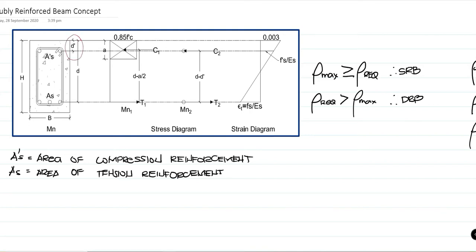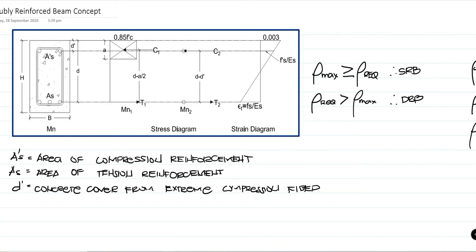That d prime is the concrete cover from extreme compression fiber. So para yung CC or yung mismong concrete cover nung beam natin, the difference is that dun siya sinusukat on the compression side. So for this one, syempre, si d prime dyan, it's the same as the concrete cover.